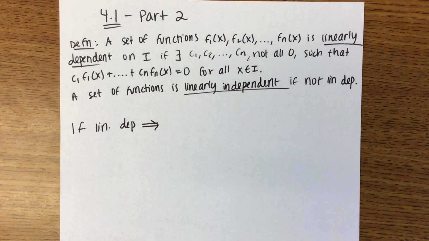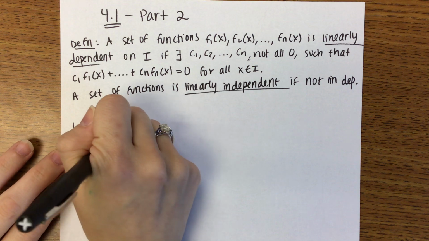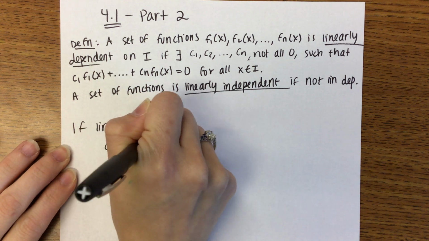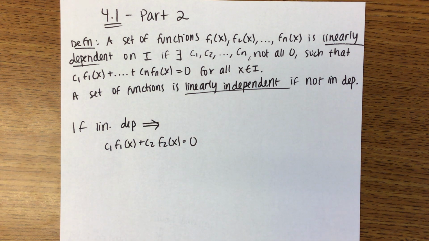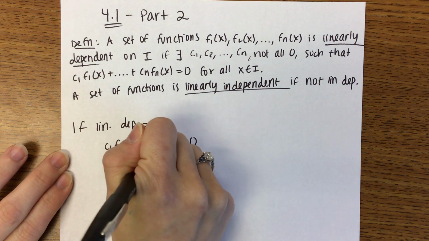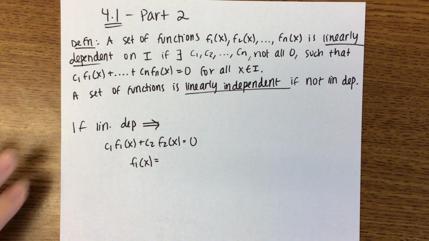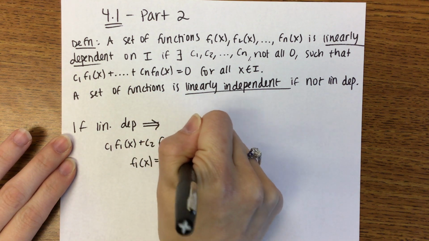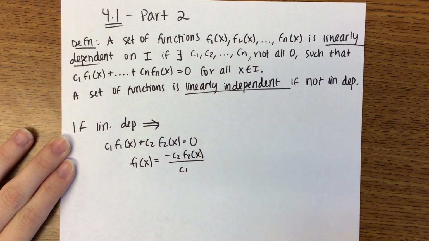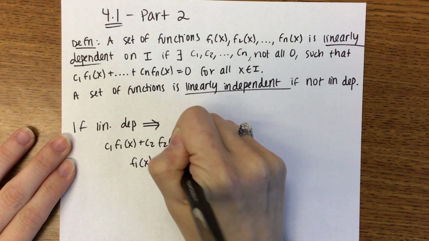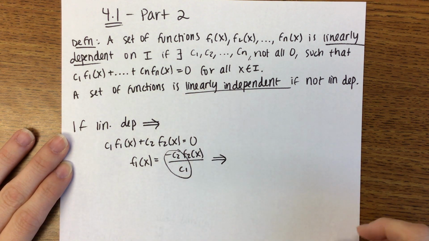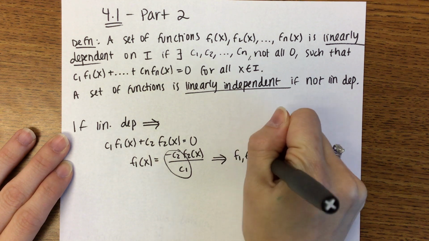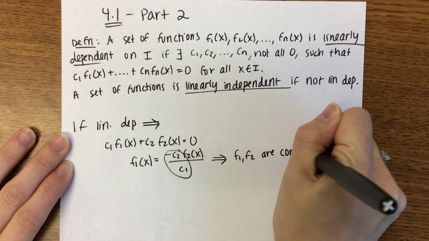Okay, so what that leads us to, if your functions are linearly dependent, let's just look at two functions. So let's say that you have two functions that are linearly dependent. That means that C1 f1 of x plus C2 f2 of x equals 0. C1 and C2 cannot both be 0. If we solve for f1 of x, we get negative C2 f2 of x divided by C1. This negative C2 over C1, that's a constant. So what's very important here is that f1 and f2 are constant multiples of each other.